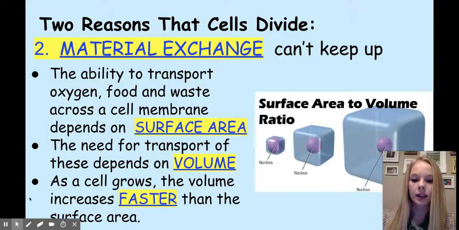The second reason that a cell divides is that the exchange of materials cannot keep up. The ability to transport materials into a cell depends on the surface area, or the cell membrane. The need for these materials depends on the volume, or the cytoplasm and organelles inside the cell. These don't increase at the same rate. As the cell grows larger, the volume increases faster than the surface area. In other words, food and oxygen cannot get into the cell fast enough, and waste cannot get out of the cell fast enough. When this happens, the cell needs to divide.